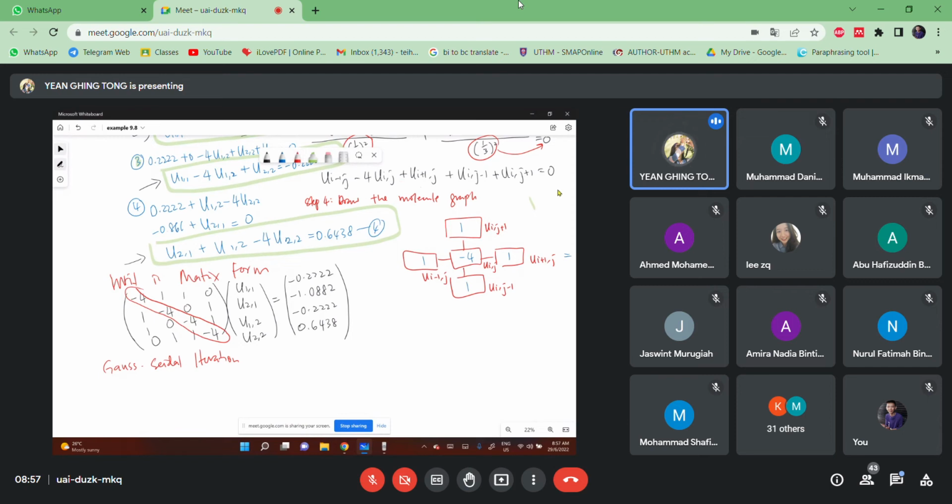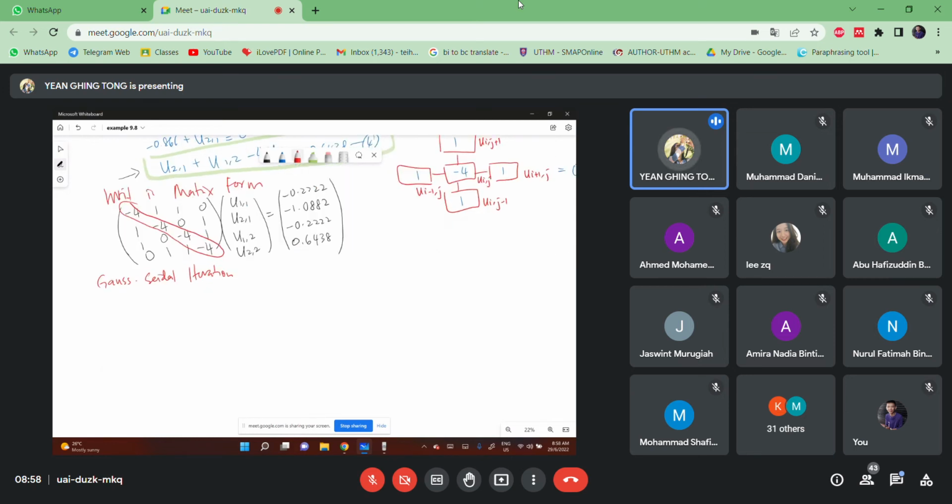Masih ingat tak? You still remember Gauss-Seidel iteration? Syukri, Muhammad Syukri, masih ingat tak? Macam mana dah Gauss-Seidel iteration? Syukri, are you here? Dah tidur? Ya doktor, ada. Gauss-Seidel iteration, ingat lagi macam mana tak? Tak ingat lah doktor.